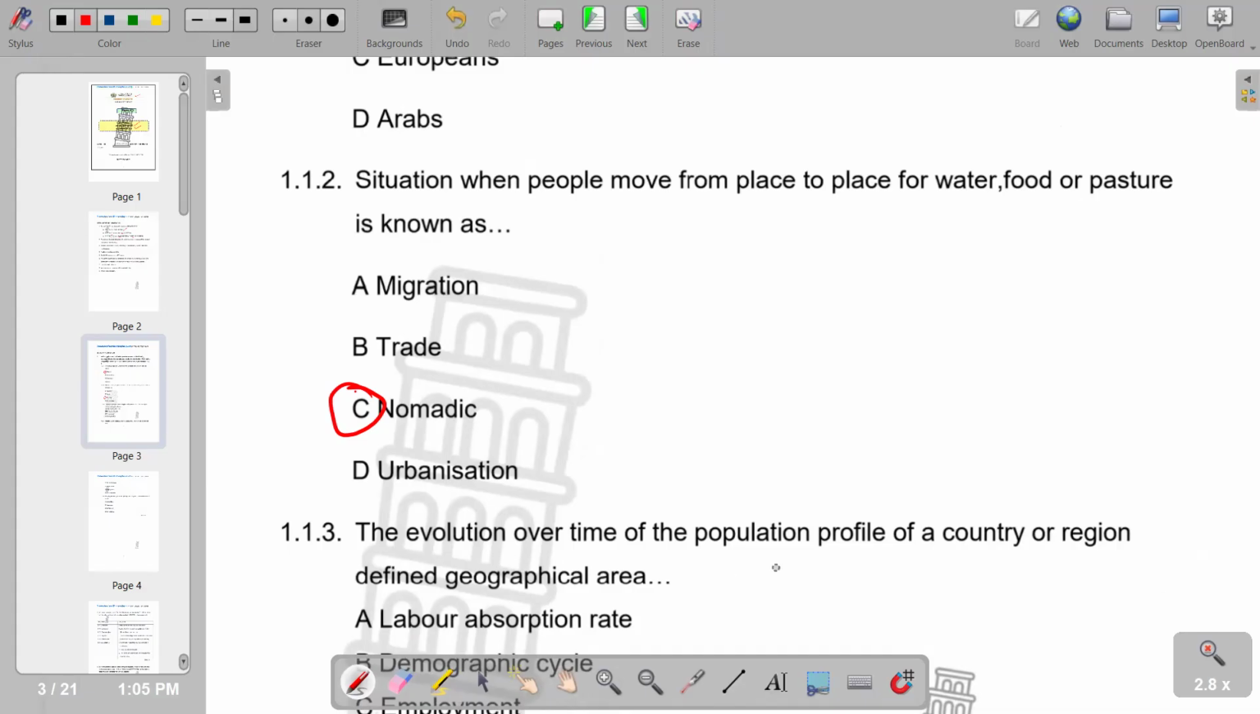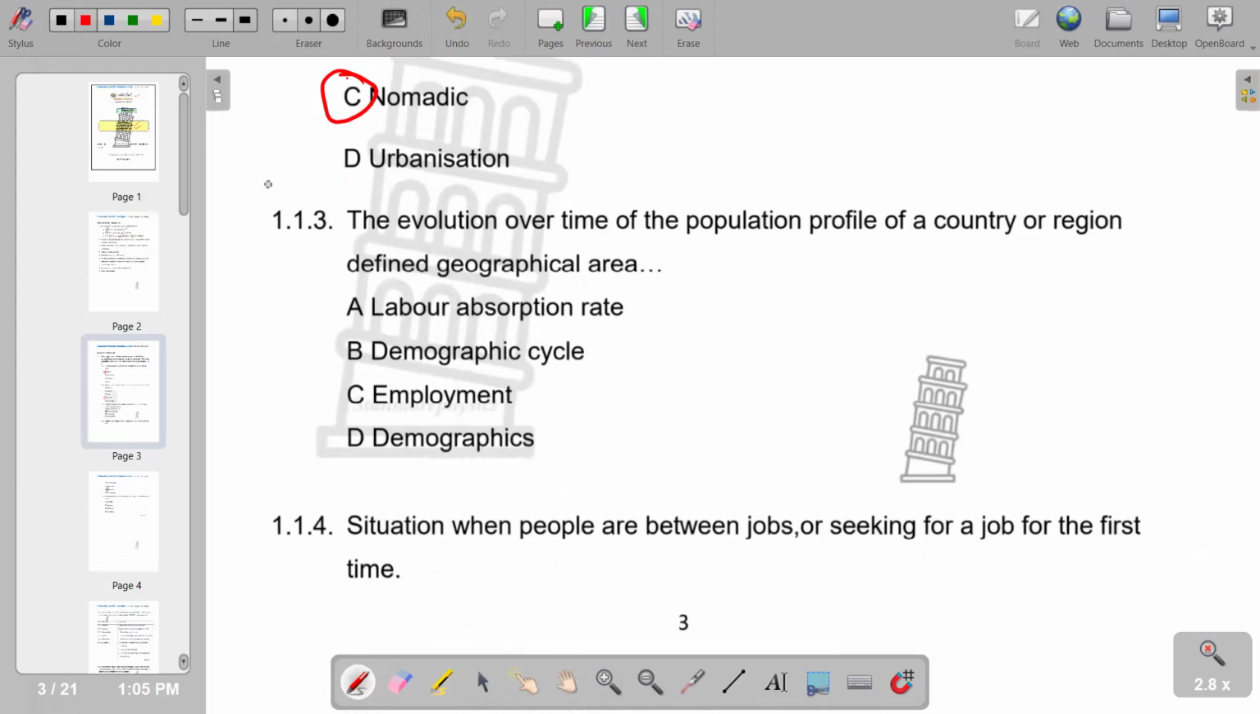Number three, the evolution over time of the population profile of a country or region. The correct response that we have there is B, which is the demographic cycle. So remember, when we are looking at the demographic cycle, it is a transition which comes as a theory in the social sciences, referring to the historical shift from high birth rates and high death rates to low birth rates and low death rates in societies. Obviously, this is transferring as societies attain more technology and also attain education and economic development. So basically, this is the description that we have in terms of demographic cycle.